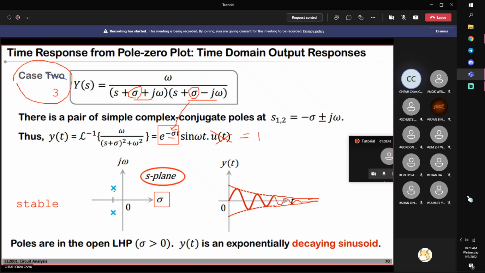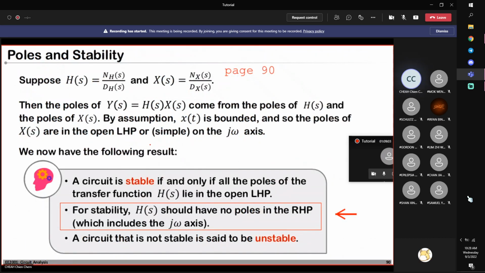So let's look at the real part, whether it is on the left half plane or right half plane. Similarly, if the real part is on the right half plane, then you get a positive value, which means that the magnitude will grow to infinity. So in general, we check whether the poles are on the left half plane or on the right half plane. If there are no poles on the right half plane, which includes the imaginary axis, because that is quite risky, then we say that it is stable. Otherwise, it is called unstable.